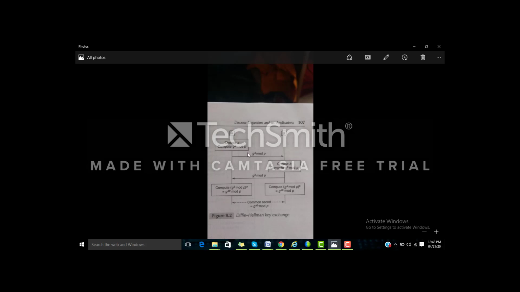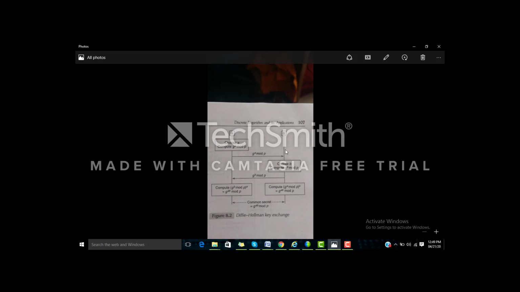So students, A will choose one random integer a, and see to it that the value of this a is between 1 to P minus 1. Using this value a, which is nothing but the random integer, it computes the partial key using the formula G to the power a mod P, as you can see in the diagram.